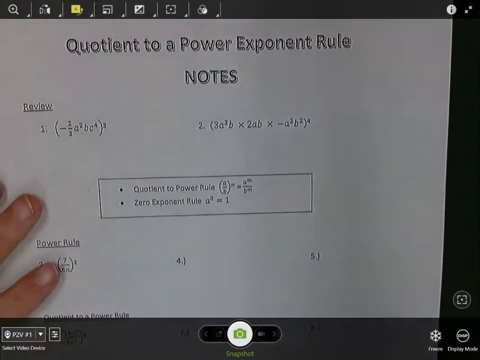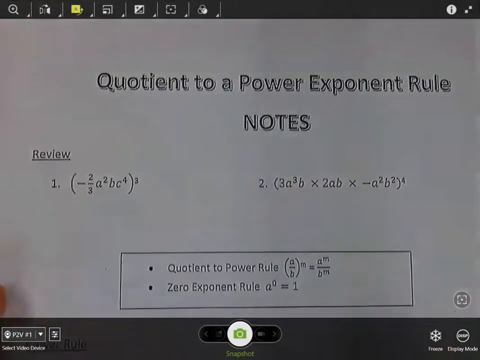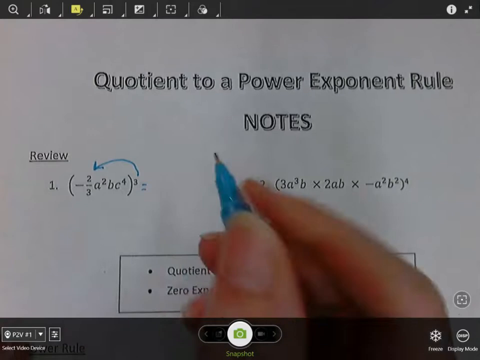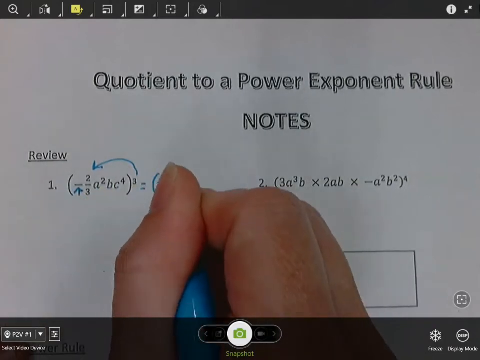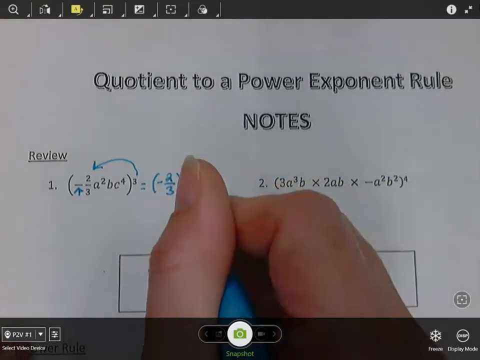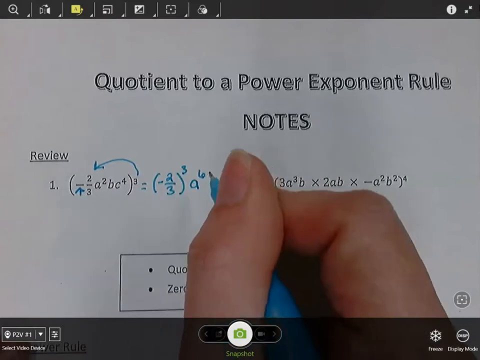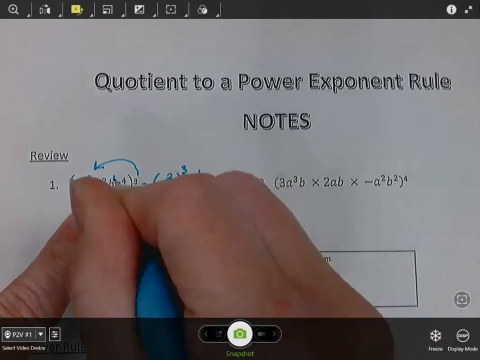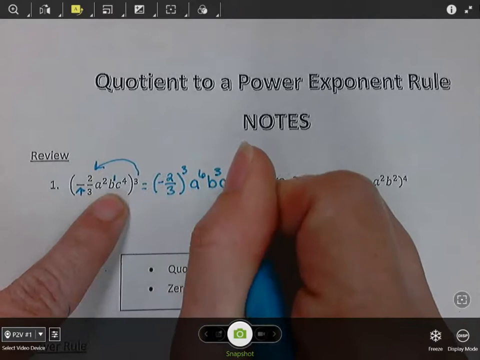All right, so review. It says negative 2/3 a squared b c to the fourth. Okay, so you need to take everything and raise it to the third power. The thing to be careful with, this is a negative 2/3, so it needs to be negative 2/3 inside parentheses raised to the third power. A squared to the third power would be a to the sixth, because 2 times 3 is 6. This b has a 1, so it would be b to the 1 times 3, which is 3, and 4 times 3 is 12, so it'd be c to the 12.